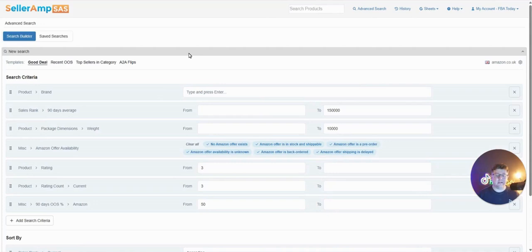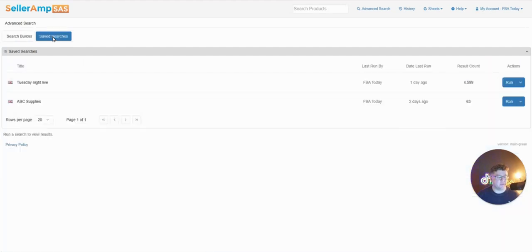And from here you can now see that we have been supplied with some templates from SellerAmp just to try and target certain products. As you can see here, we've added the good deal, recent out of stock, top sellers in category, and Amazon to Amazon flips. This top bar was originally where we would see our save searches. So if you wanted to save your search like we did last week, what you can do is get to them by pressing this tab up at the top here. So save search, and you could then rerun them searches which you have saved.